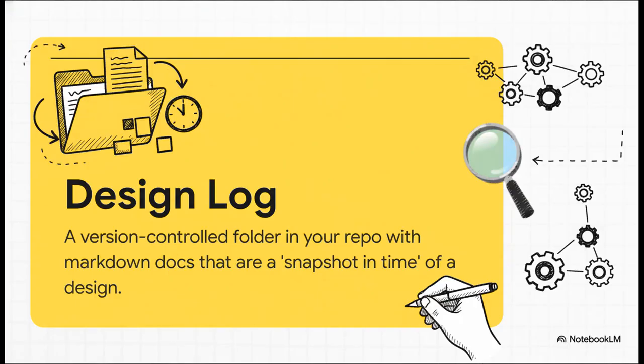So what actually is a design log? It's way simpler than it sounds. It's just a folder right there in your Git repository, usually called /designlog/. And inside, you've got these markdown files. Each one is like a perfect snapshot in time, capturing all the thinking behind a feature right when it was designed. It basically creates a living history of your project's decisions.